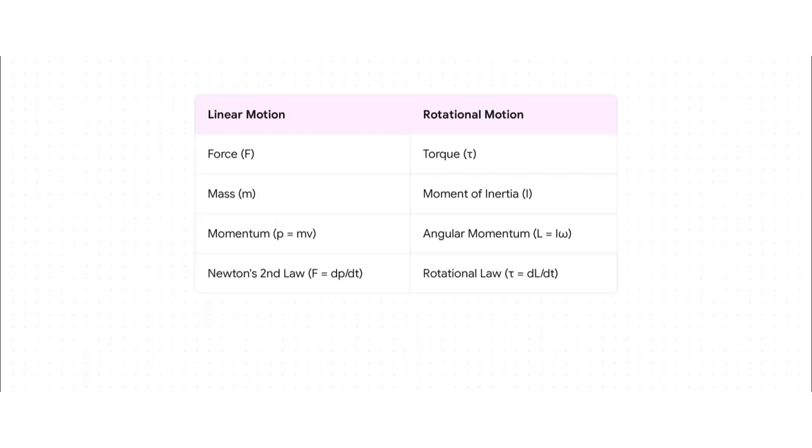Okay, this slide right here, this is your ultimate cheat sheet for this chapter. I mean, just look at that beautiful symmetry. Everything you know from linear motion has a direct counterpart in rotation. Force becomes torque, mass becomes moment of inertia, linear momentum becomes angular momentum. Even Newton's second law translates perfectly. This is the absolute key to the whole chapter. The physics doesn't change, just the language we use to describe it. If you get force, you'll get torque.